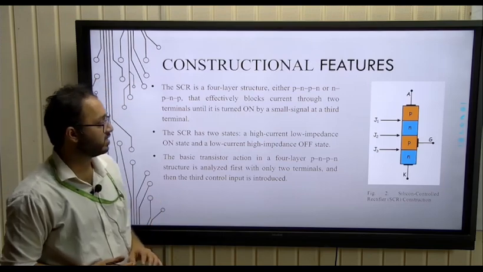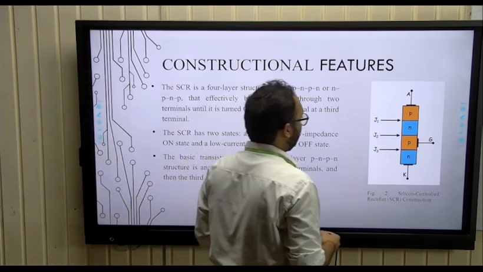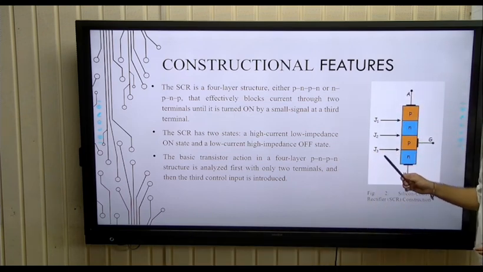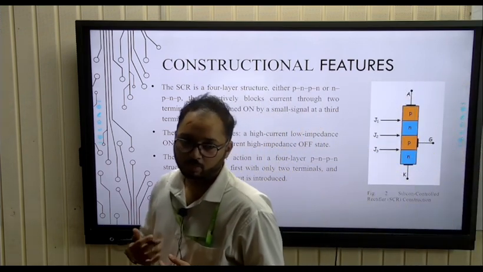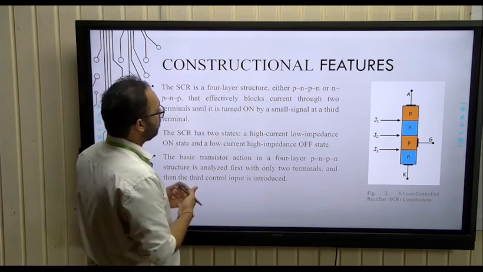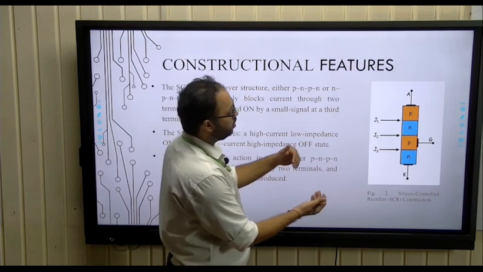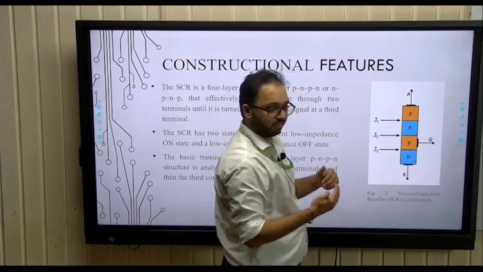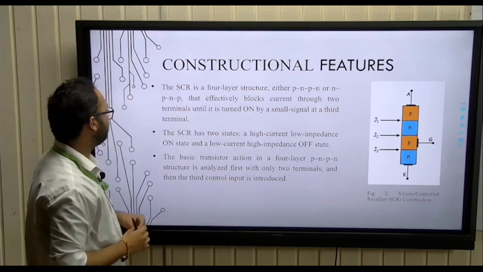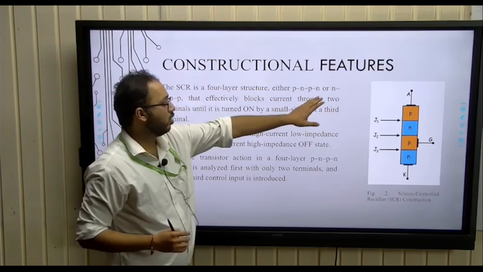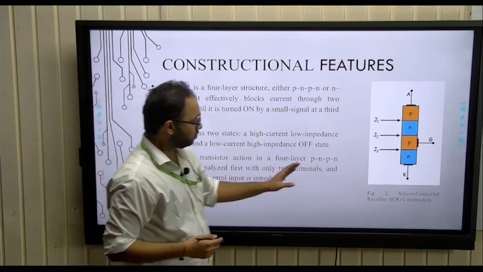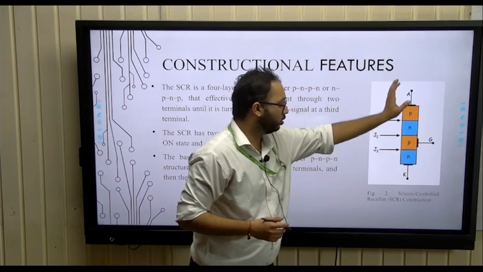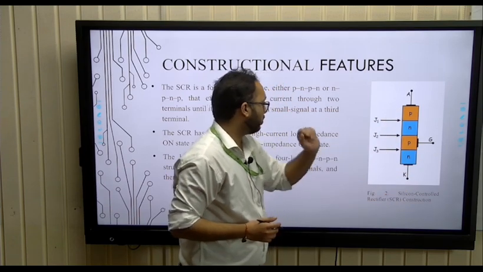Okay, this is the construction section. The SCR contains three junctions, namely J1, J2, J3, and it is a PNPN construction diode. Okay, we have talked about what is a P junction, what is P, what is N, when we talked about diodes. Now you can see this is just how diodes may be connected, but we will talk about how its construction is actually made. So it is a PNPN device, and its terminals block the current until we apply the gate signal to turn all the junctions on in forward bias.